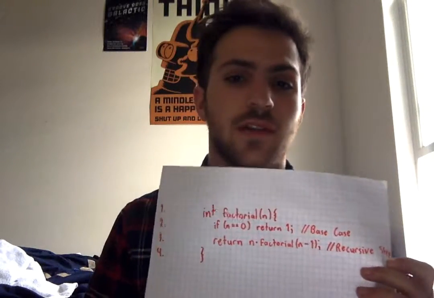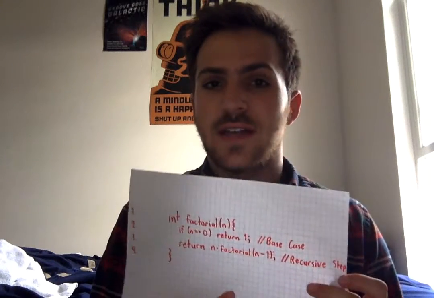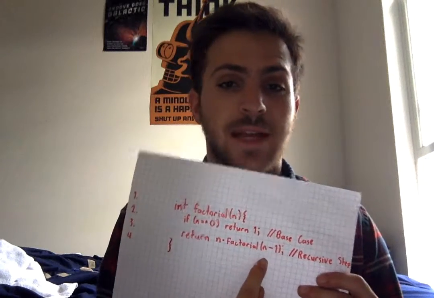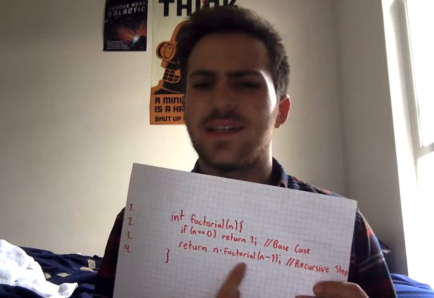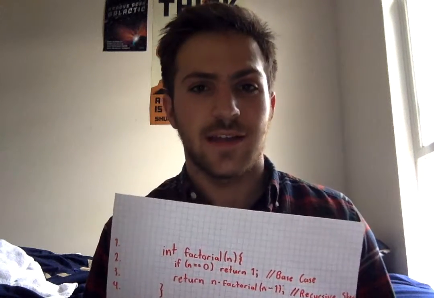So the factorial function that we wrote is linear recursive. It only calls itself once. It's not tail recursive because after it calls itself, it has to multiply that result by n and then return it. So it's not the very last thing the function does. It's the second to last thing the function does.